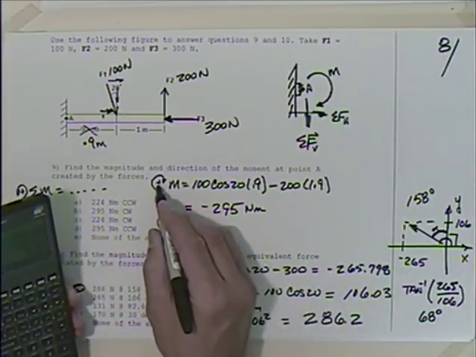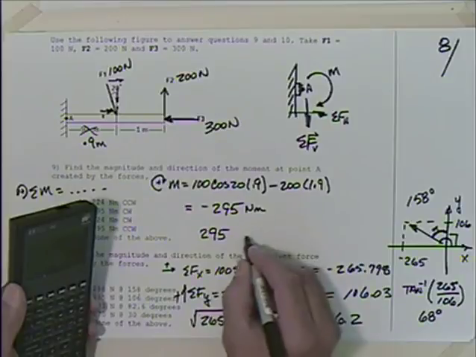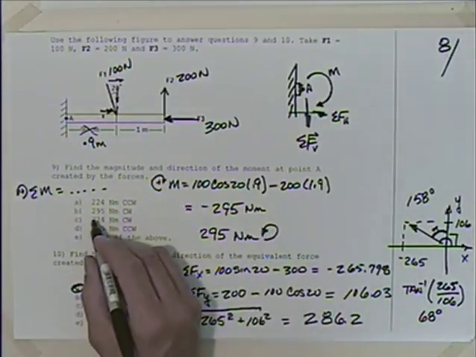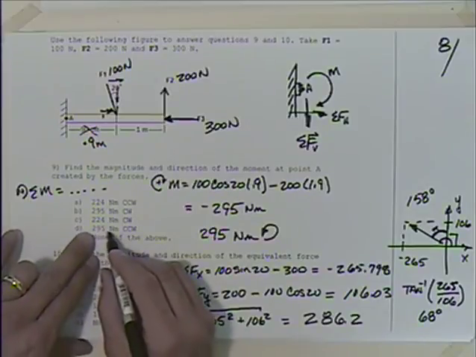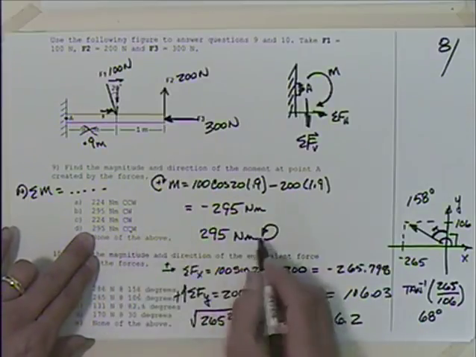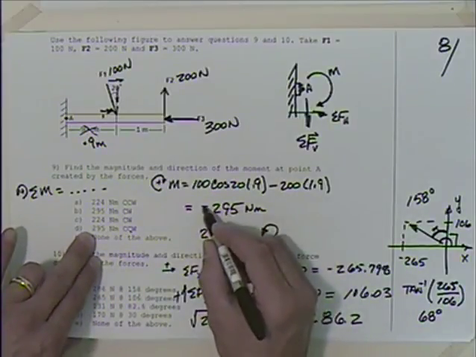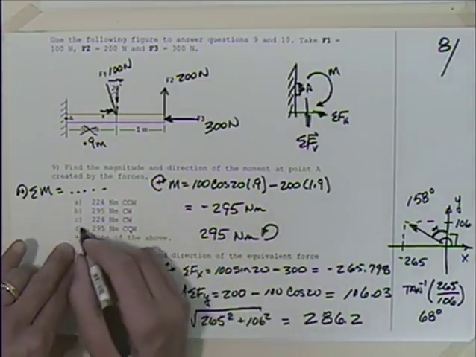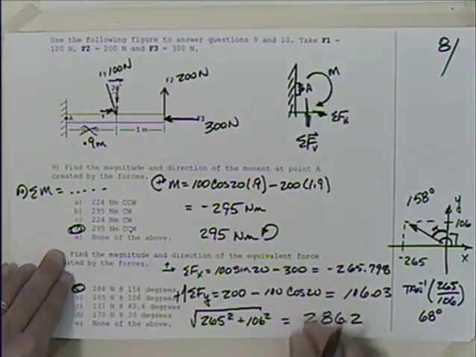Now the negative indicates that it's opposite of that, so I would say it would be 295. What's opposite of clockwise? It would be counterclockwise. So 295 Newton meters counterclockwise, because we took this as negative clockwise, so it would be positive counterclockwise. So the answer would be D there.